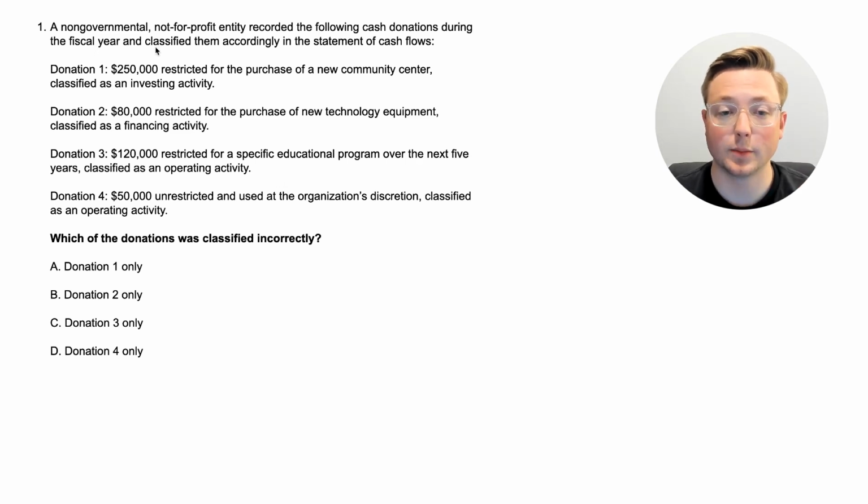classified. A non-governmental not-for-profit entity recorded the following cash donations during the fiscal year and classified them accordingly in the statement of cash flows. Donation 1 was a $250,000 donation restricted for the purchase of a new community center, classified as an investing activity. Donation 2, $80,000 restricted for the purchase of new technology equipment, classified as a financing activity. Donation 3, $120,000 restricted for a specific educational program over the next 5 years, classified as an operating activity. And last, Donation 4, $50,000 unrestricted and used at the organization's discretion, classified as an operating activity.